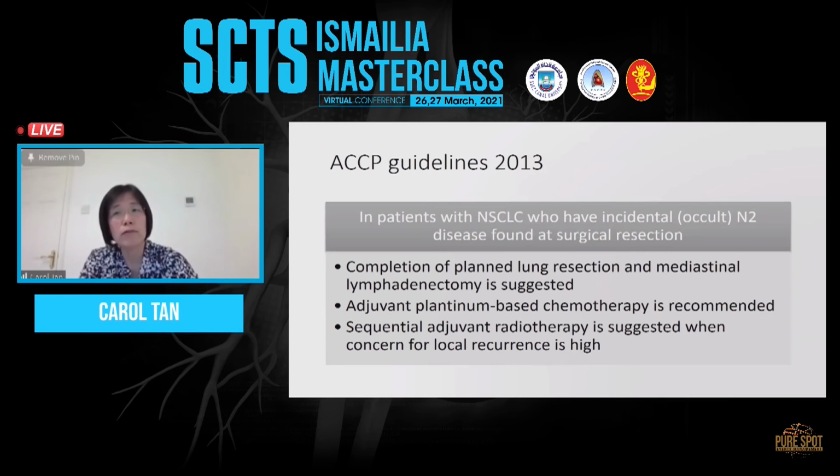For patients who have occult or incidental N2 disease found at the time of surgical resection, they have suggested that you should complete planned surgical resection with mediastinal lymphadenectomy. And then the patient should go on to have adjuvant platinum-based chemotherapy.